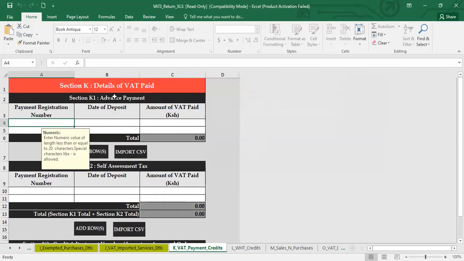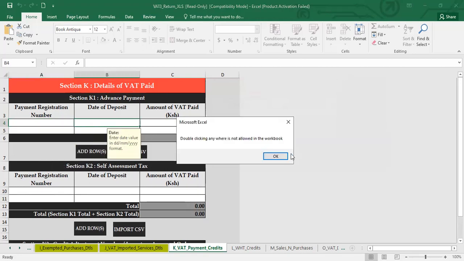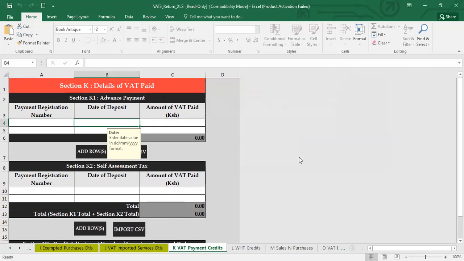Okay. Here you see it is section K, details of VAT paid. So you might make a deposit or advance payment in regard to VAT. Yes, you just do it yourself, not really a must. The law doesn't require it, but you do it because now let me make this advance payment. That is advance payment in regard to VAT.